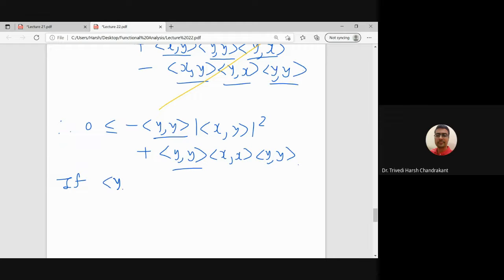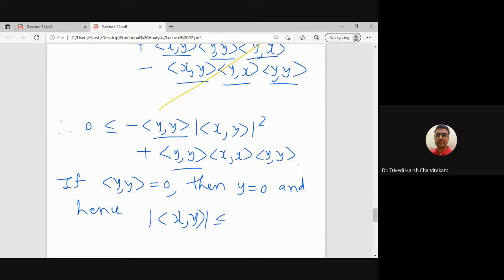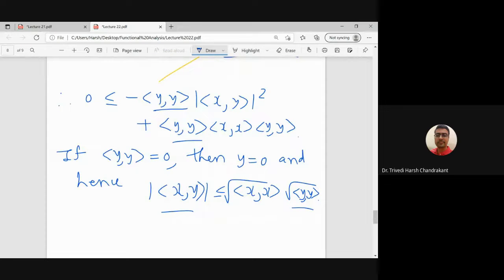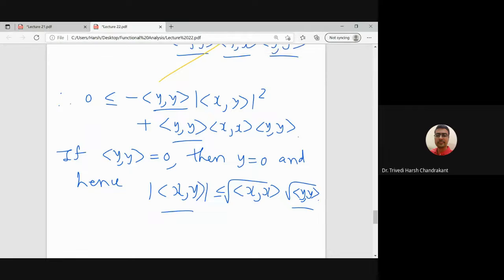If inner product yy is zero, in that case we know that when the inner product is zero, y is a zero vector. And hence in this case it is trivial that inner product xy is less than or equal to xx, yy, because this is 0 and this is 0. So in this case, we are done.